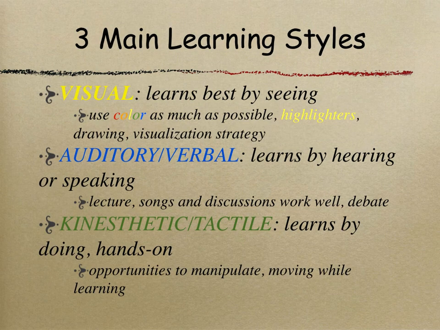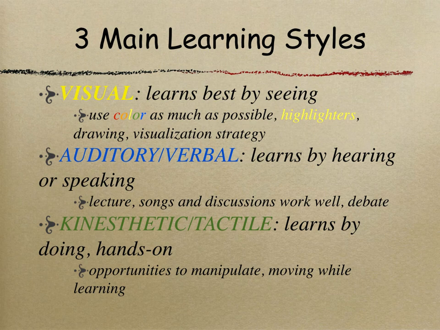There are three main learning styles, and I make my students aware of this very early on in the year, that with every unit that I teach, I am trying to support these three main learning styles. So your visual learner learns best by seeing, and that means using colors. I use color as much as possible, having them use highlighters, drawing, types of visualization strategies. In my room, students use highlighter tape to highlight certain pieces of the text that they want to remember or can connect to, or parts that were confusing for them.